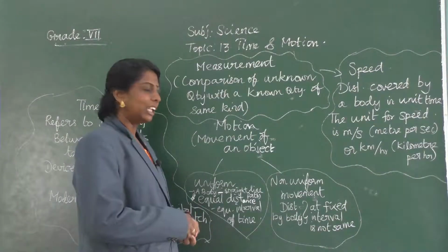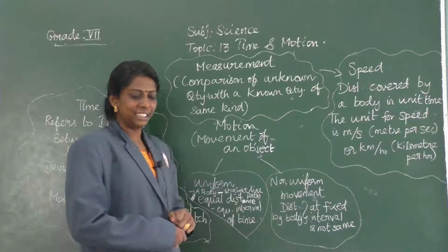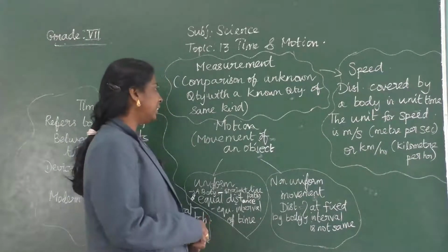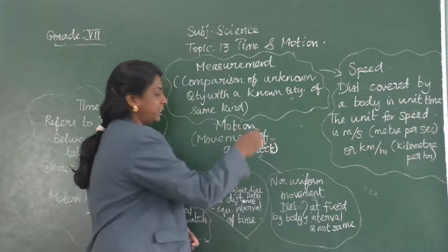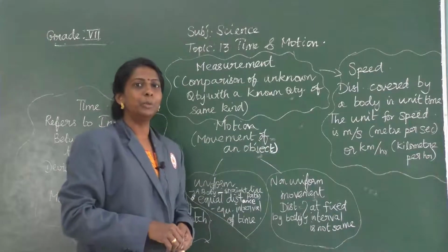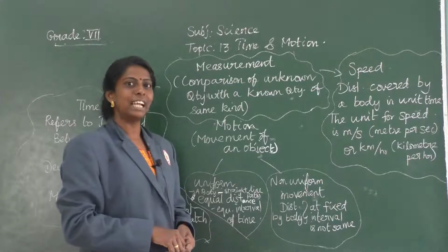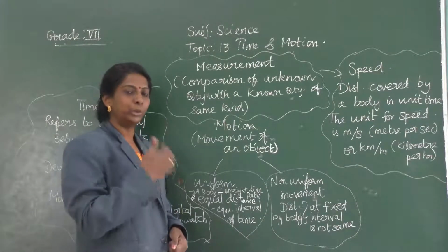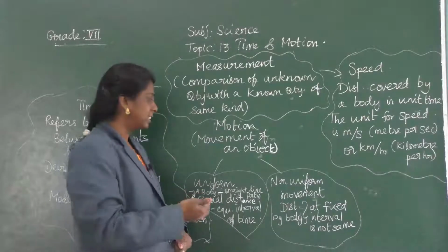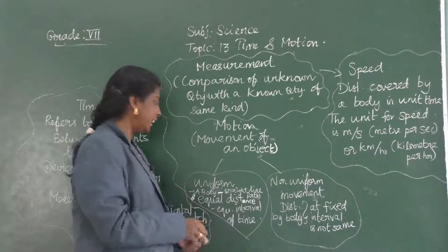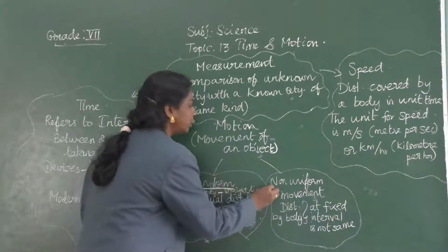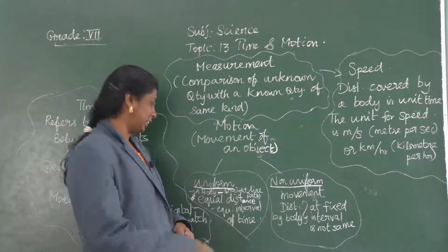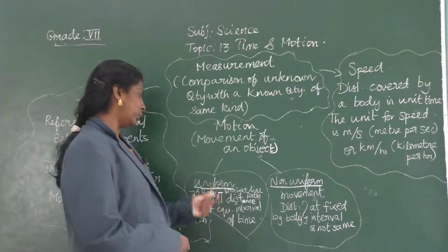Yes, children. Now about the second part, that is motion. What do you mean by motion here? Motion is nothing but the movement of an object. Movement of an object is said to be motion. Clear? Again, this motion is divided into two types, uniform motion and non-uniform motion.